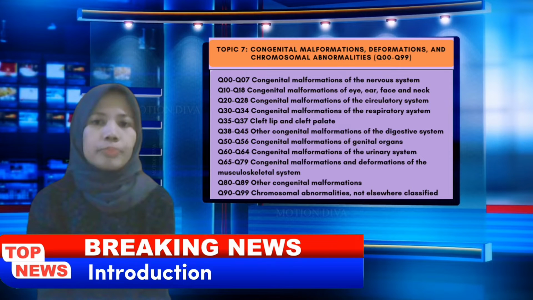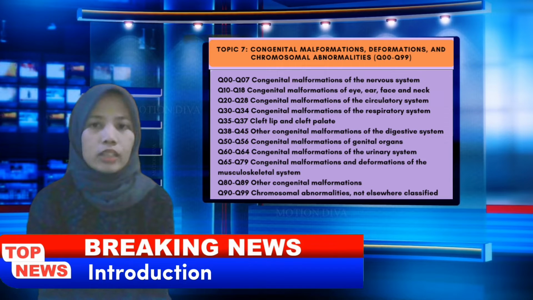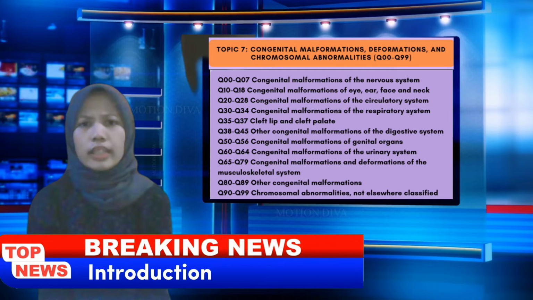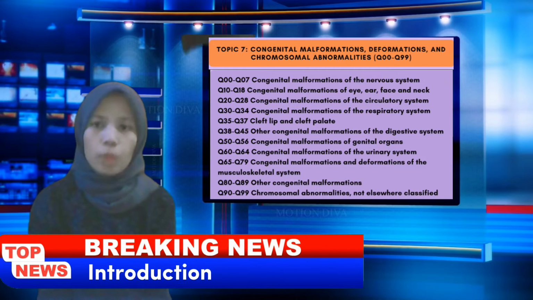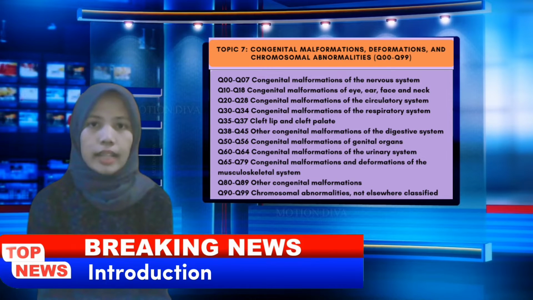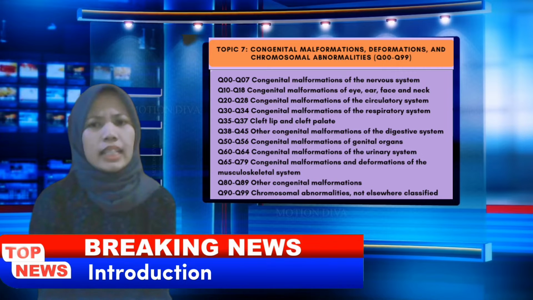Eight, urinary system like renal agenesis and other reduction defects of the kidney, and cystic kidney disease. Nine, this code block is organized according to the various anatomical sites of the musculoskeletal system. Laterality is identified in many codes.